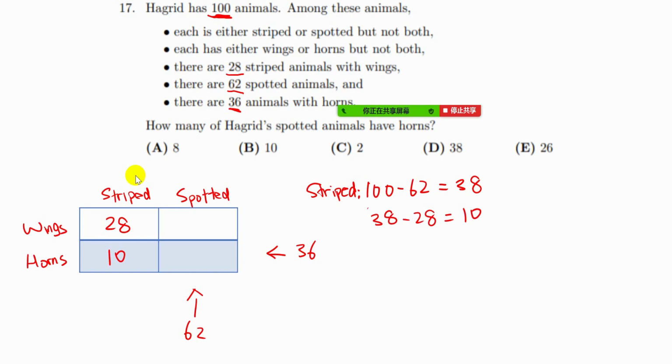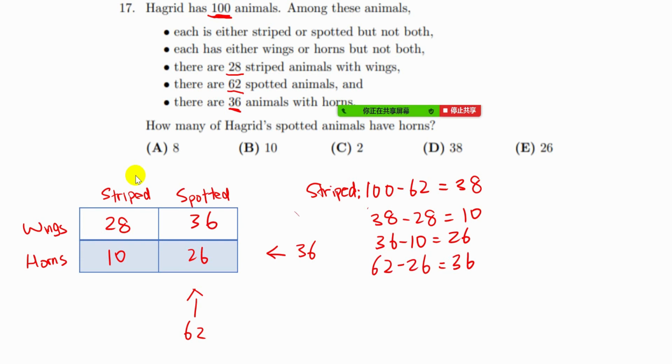And then we know that the total amount of animals who have horns is 36, so we do 36 minus 10. This equals 26. So that means that there are 26 spotted animals with horns. And then for the last place, we know that there are 62 spotted animals in total. So 62 minus 26. That would be the animals that are spotted with wings, and this equals 36. So there would be 36 here.